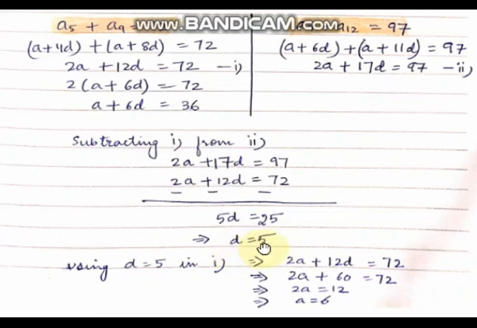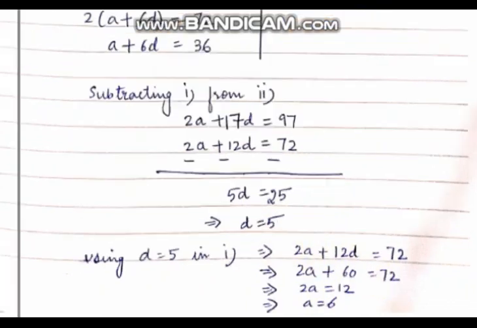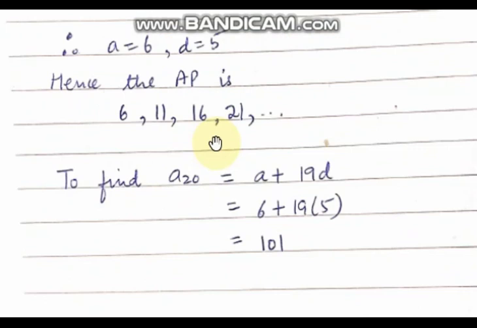Once I get the value of D, putting the value of D in any of the equations can give me the value of A. I have just substituted D equal to 5 in equation 1. So just substituting the value of D here, the result is A equal to 6. So A is 6, D is 5. Now I know what my AP is. We can quickly say it is 6, and then 6 plus 5 is 11, and then 11 plus 5 is 16, and then 16 plus 5 is 21, and so on.